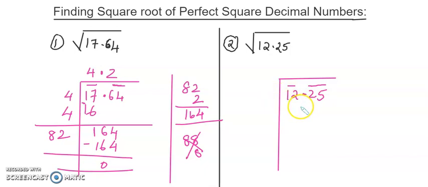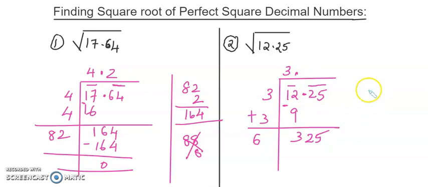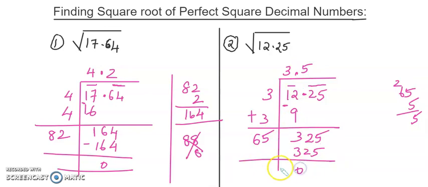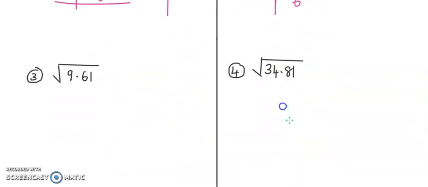Okay. Now 12. So the nearest perfect square, 3, 3, 9. Subtract. So 3, I have to add here. So 6. Decimal place, shift it up to 5. Okay, now 5 means I think 5s are will go. 65, 5, 325, 0. Hope I'm clear. I've taken many questions, so one by one, you make here.